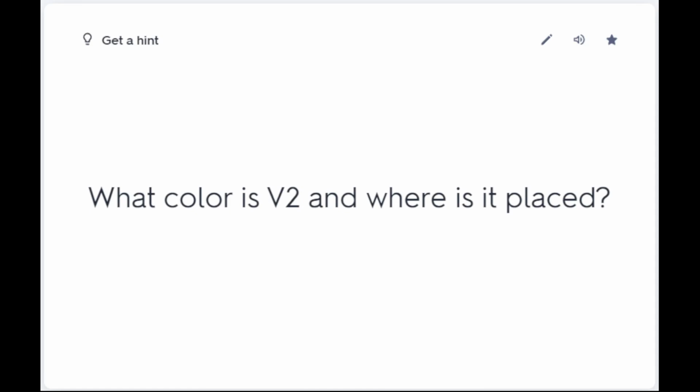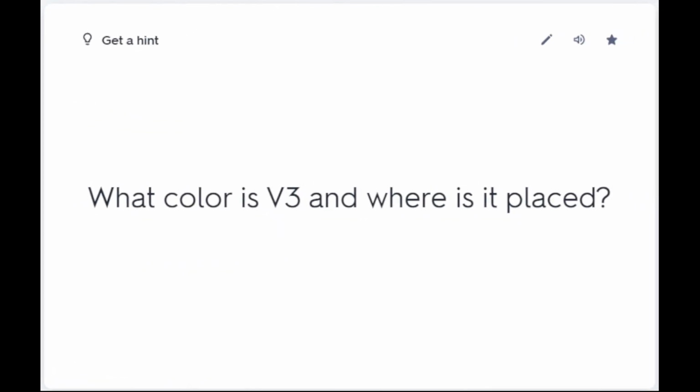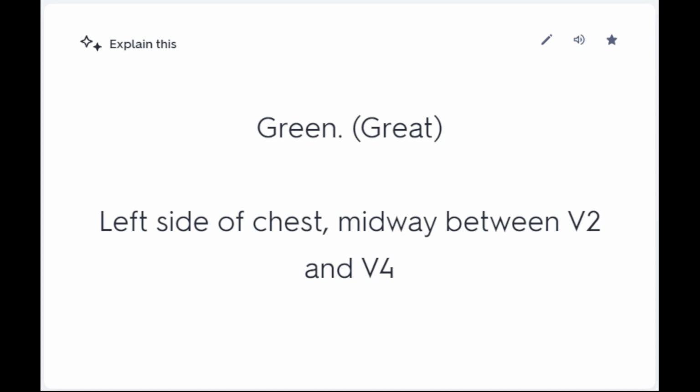What color is V2 and where is it placed? Yellow, left side of sternum directly across from V1 at the fourth intercostal space. What color is V3 and where is it placed? Green, left side of chest midway between V2 and V4.